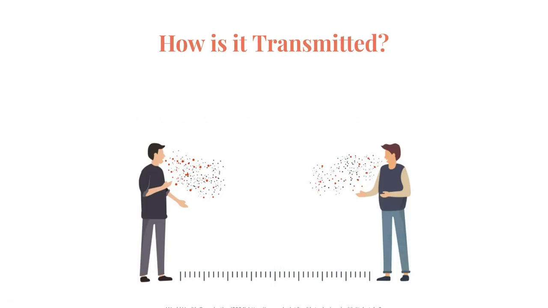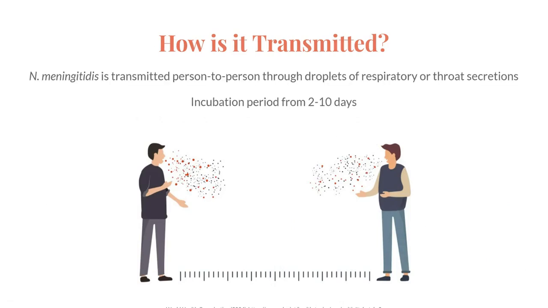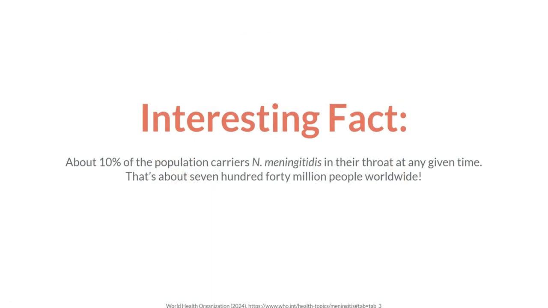So how is it transmitted? This bacteria is transmitted person to person through droplets with respiratory or throat secretions. So that means coughing, sneezing. It could also mean intimate contact, such as kissing another person that is infected. The incubation period is from 2 to 10 days, with the average being about 4 days, where people will show symptoms if they develop any symptoms. An interesting fact, though, is that about 10% of the population does carry this bacterial pathogen in their throat at any given time. That's about 740 million people worldwide, and many of them will actually be asymptomatic.